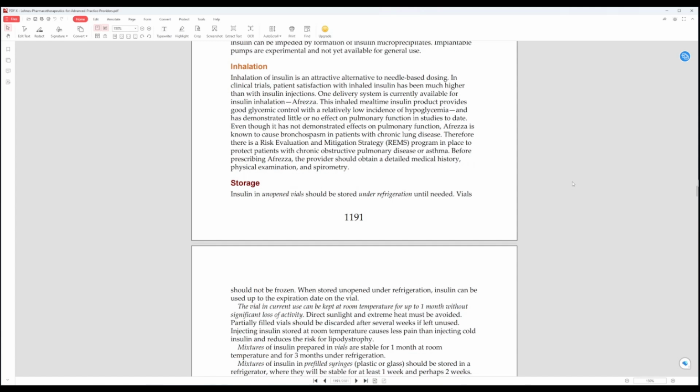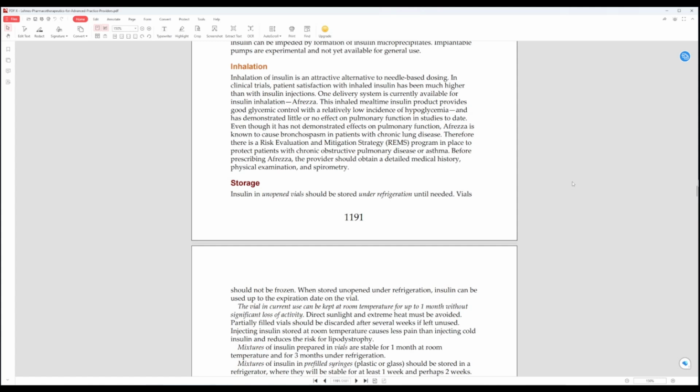Inhalation. Inhalation of insulin is an attractive alternative to needle-based dosing. In clinical trials, patient satisfaction with inhaled insulin has been much higher than with insulin injection. One delivery system is currently available for insulin inhalation, Afrezza. This inhaled mealtime insulin product provides good glycemic control with a relatively low incidence of hypoglycemia, and has demonstrated little or no effect on pulmonary function in studies to date.